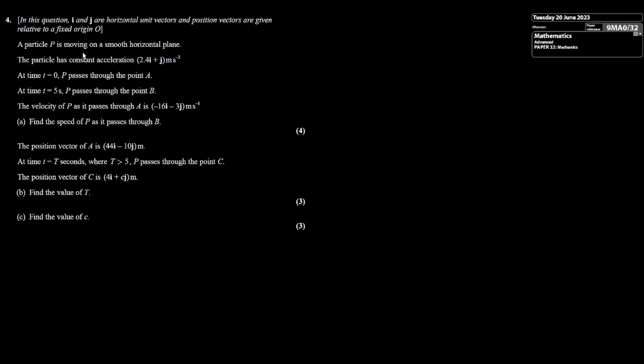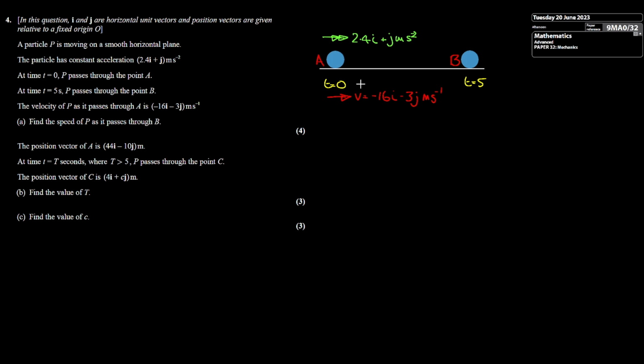Question 4, we've got a particle on a smooth plane and the acceleration is given in component form, as you can see. Given some facts about the fact that it passes A at 0 and B at 5, passes through the point A at that certain speed, and we're supposed to find the speed of the particle as it goes through B. So I've redrawn the situation. I've got the velocity written here, I've got the acceleration, and the two positions t equals 0, t equals 5 of this particle. We're asked to find the speed of the particle.